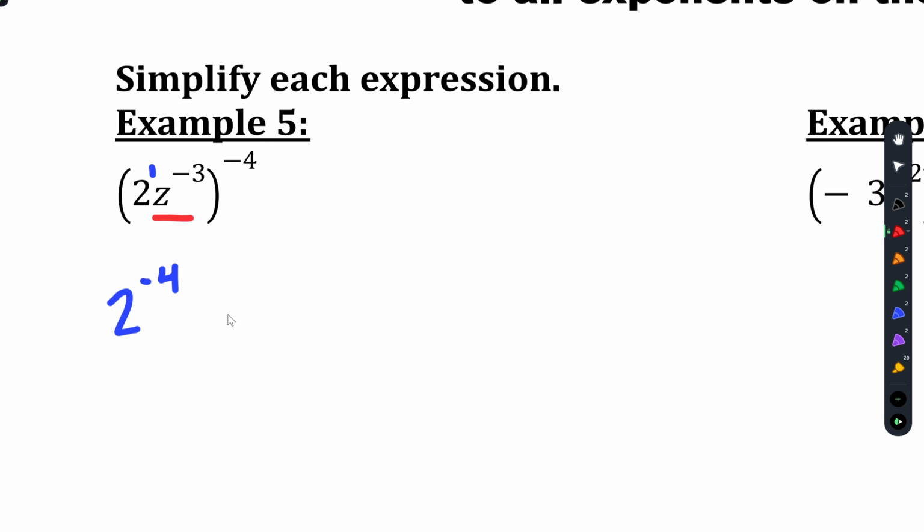And then same thing with the z. Z to the negative 3rd to the negative 4th. Negative 3 times negative 4 is positive 12. Is that simplified? What do I still have to do to it?